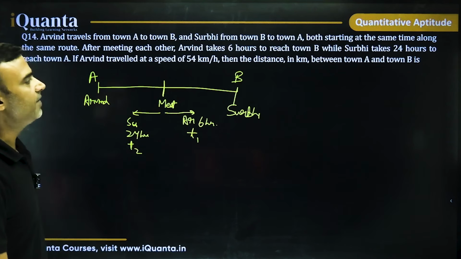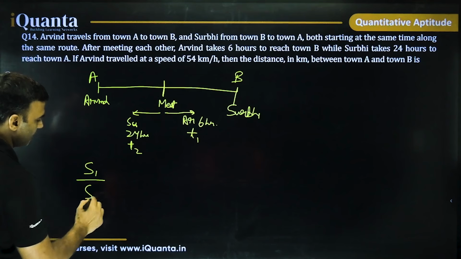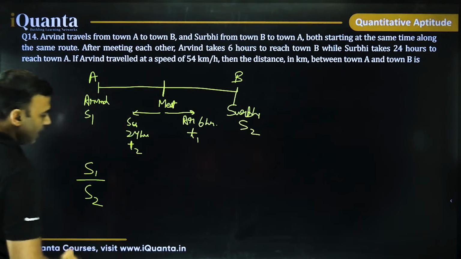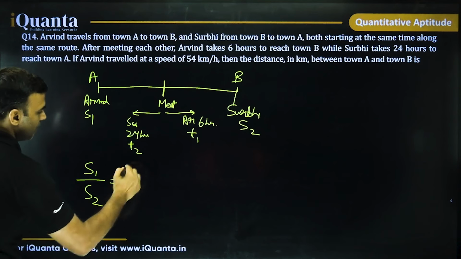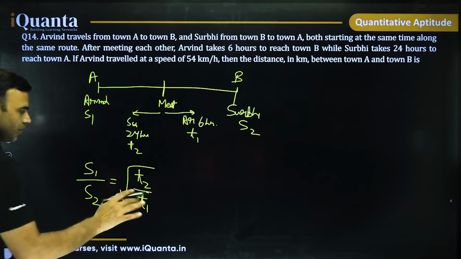From here, we can directly find the ratio of the speeds, right? Speed ratio S1 is to S2. S1 is the speed of Arvind, S2 is the speed of Surbhi. S1 is to S2 should be equal to the square root of T2 upon T1. There is a direct formula that we can apply for such a situation. No need to go into the details.